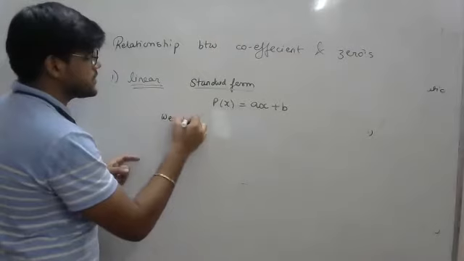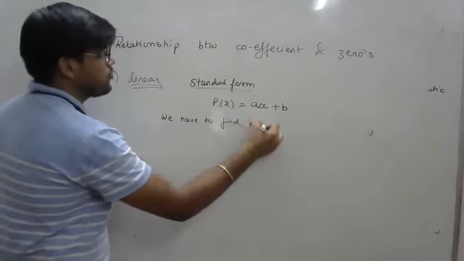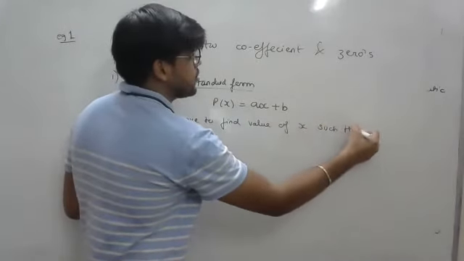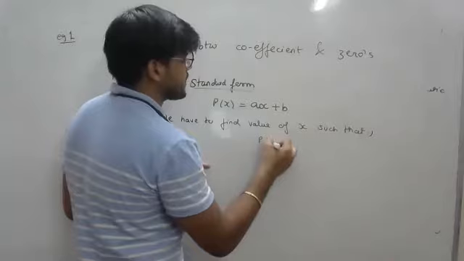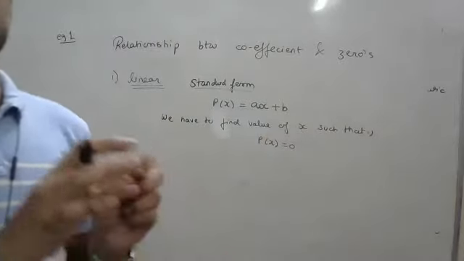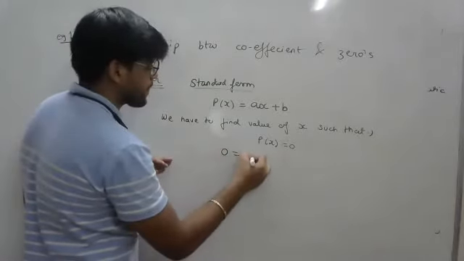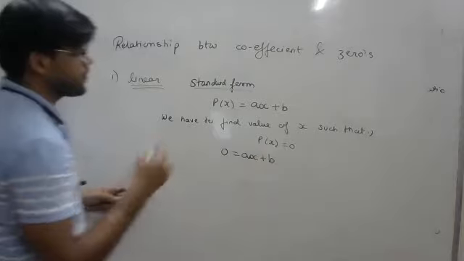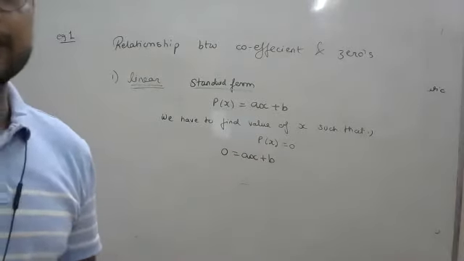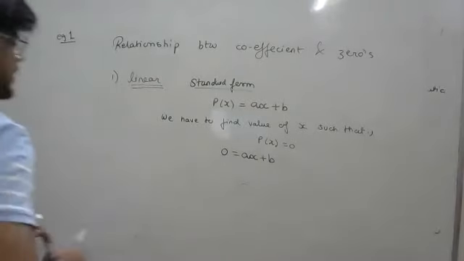We have to find the value of x such that p of x is 0. You have to find such a value of x where p of x becomes 0. So just consider p of x to be 0, and now try to find the value of x in terms of a and b.